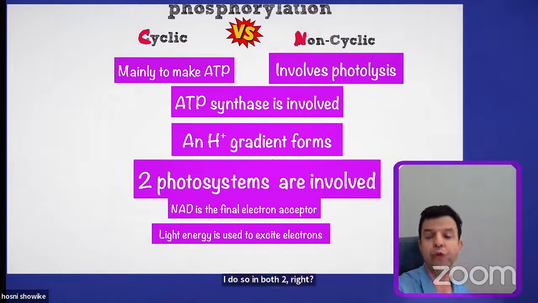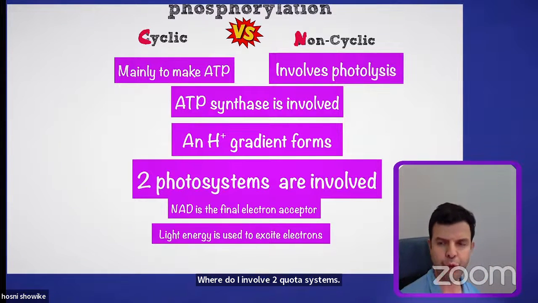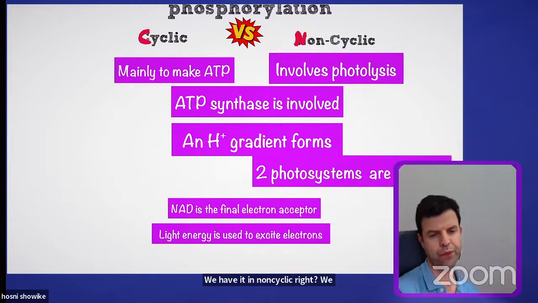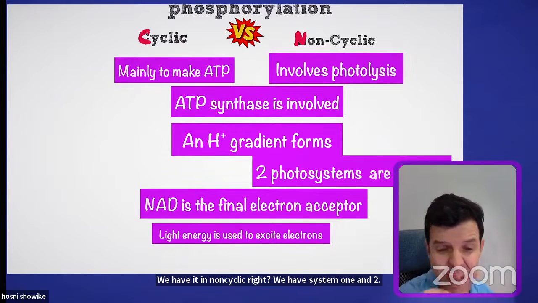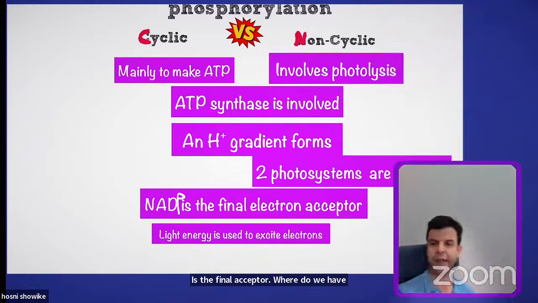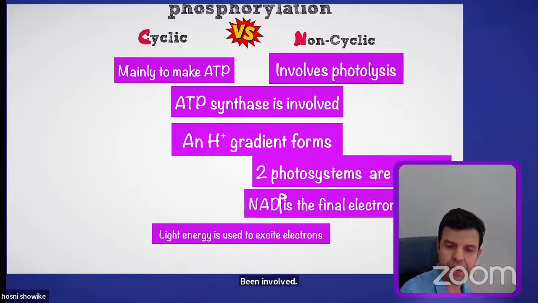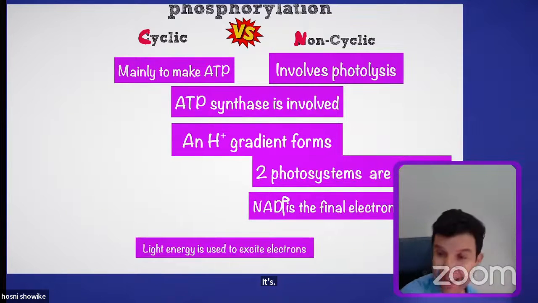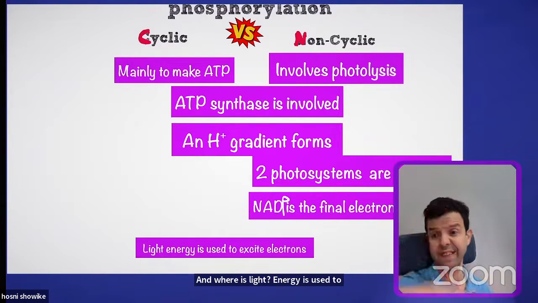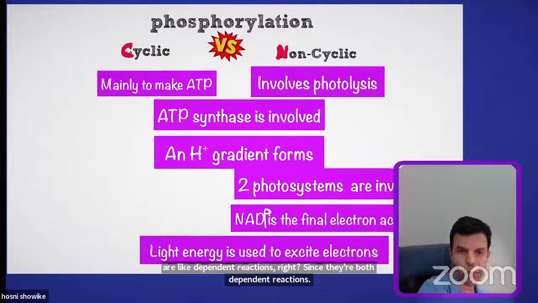Where do we actually have two photosystems? We have it in non-cyclic, right? We have photosystem 1 and 2. Where is NADP the final acceptor? It's actually here. And where is light energy used to excite electrons? Both are light-dependent reactions, right? Since they're both light-dependent reactions, then it's in both too, right?